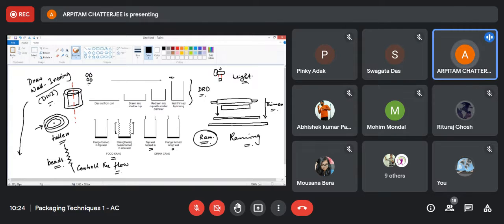So to control this flow, we have these beads, so that within the can, the material gets a kind of obstruction or obstacle when they try to come out. Okay, so for this flow control, we use such beads.